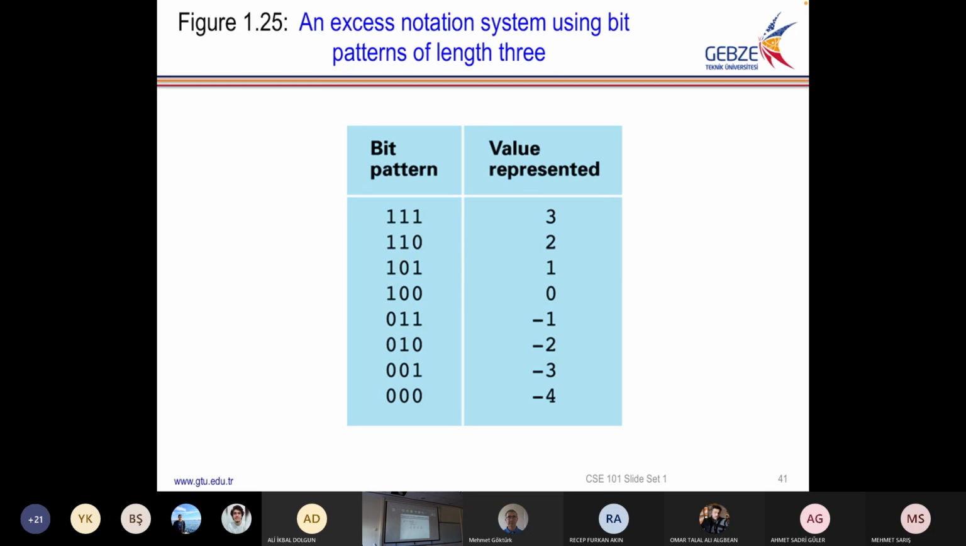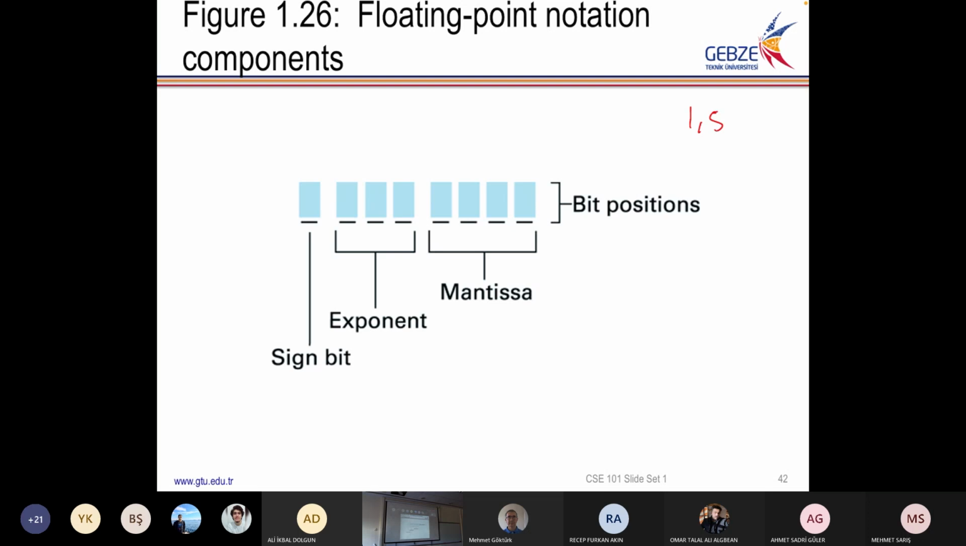I said there is no 1.5. 1.5 does not exist, I said. But if I want to, what am I going to do? I am going to do it this way. I am going to use exponential notation. For example, what I am going to do is 1527.25.